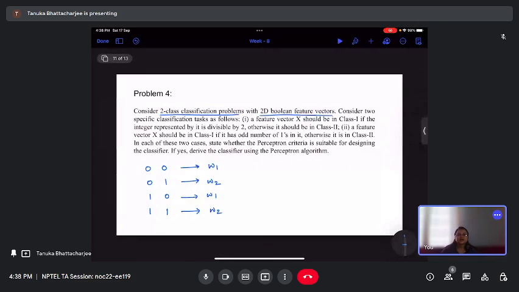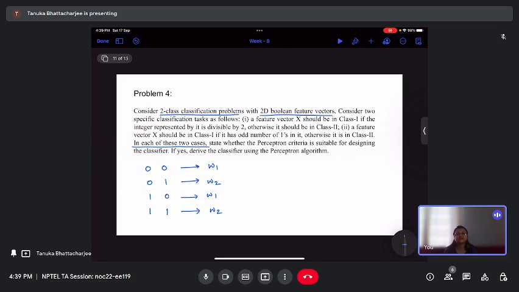Okay. And there is one more condition given, but the question is, in each of these cases, state whether the perceptron criteria is suitable for designing the classifier. By looking at this distribution, you will have to say whether the perceptron criteria is suitable for designing your classifier. So, we know when we can apply perceptron criteria with the guarantee that we will definitely get the separating hyperplane: when we have linearly separable classes.